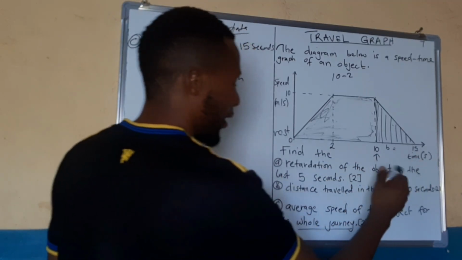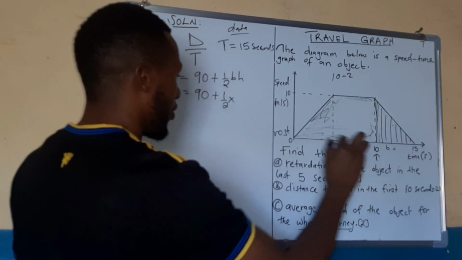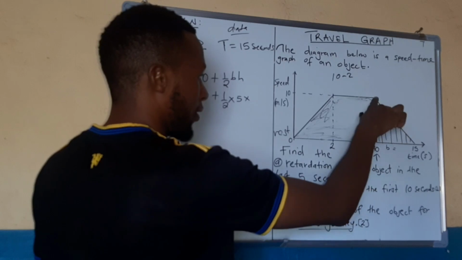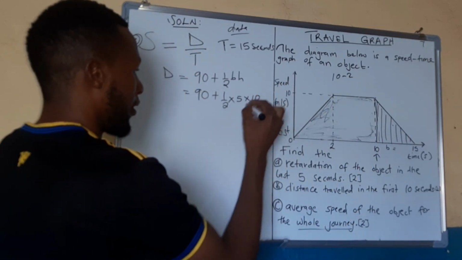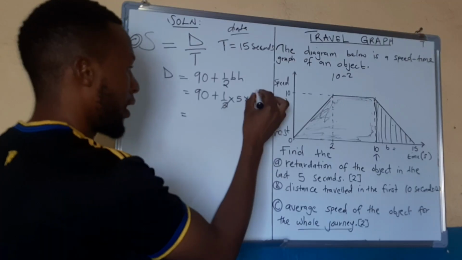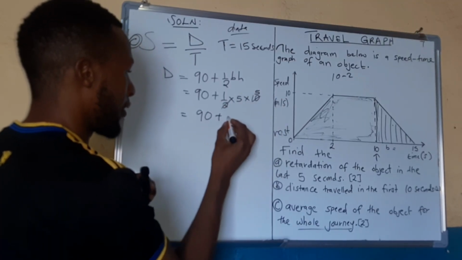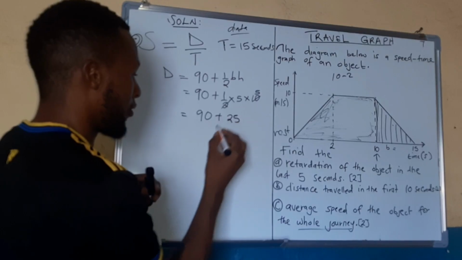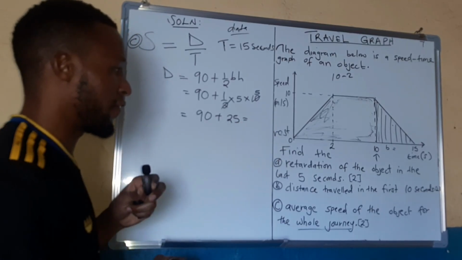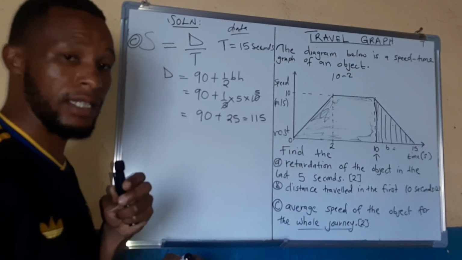So 90 plus half times our base is from here to here. This is our base. We take the difference, 15 minus 10, okay, which is a 5, times the height from here to there, it is 10. Okay, then we can divide the 2 into 10, which is 5. 5 times 5, so we have 90 plus 25. So the total distance here, 90 plus 25, will give us 115. So that is our total distance.